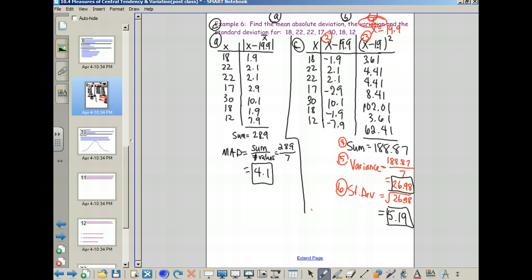Variance is actually notated S squared. Standard deviation is notated S. I don't care whether you actually use this letter to try it out, but if you see those letters used from above, you should know what I'm talking about. So S is standard deviation. S squared is variance. And X with a bar on top of it, that's mean.